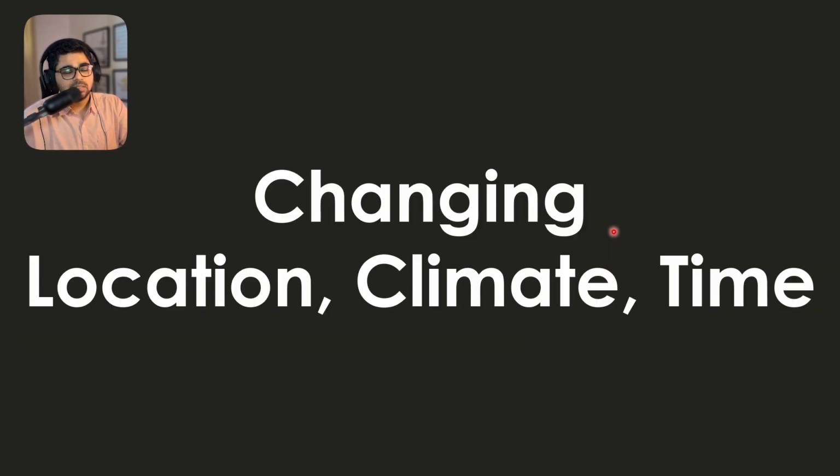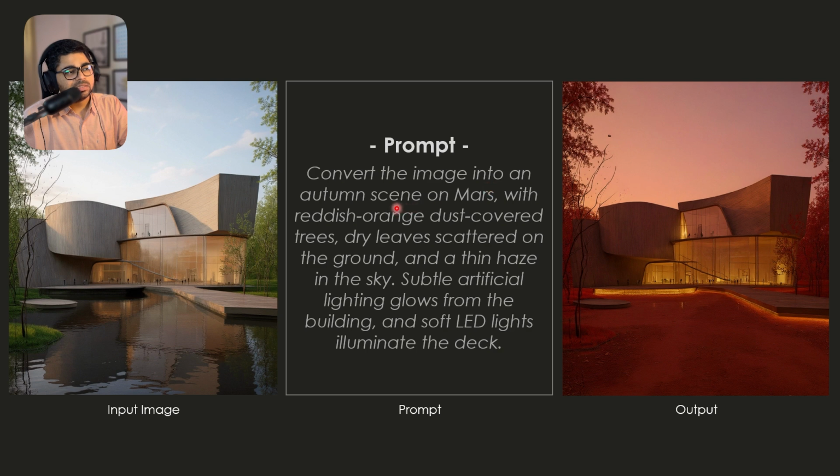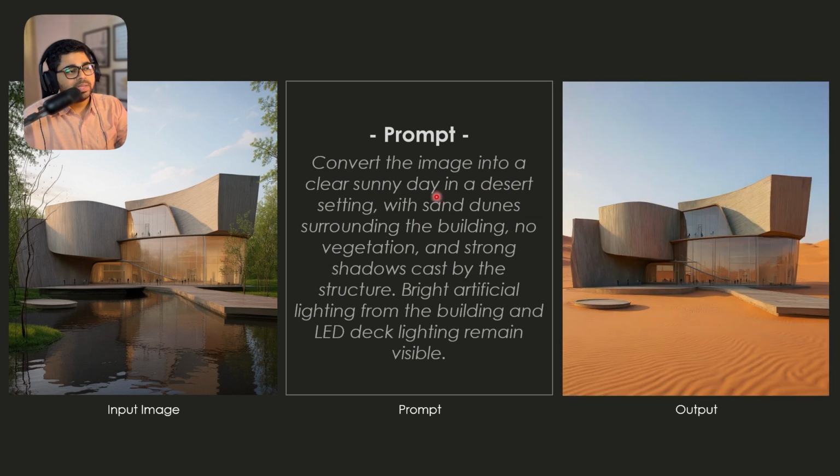Then the second use case is when you want to change, let's say, location, a climate or a time. So I took one of the images, the concrete finished one, and I told it, convert this image into a winter scene covered in snow with artificial lighting coming from the building and LED lighting beneath the deck. I was expecting it to do the entire deck below with LED lighting, but still this looks really, really nice. So I told it, now make it like it's the autumn scene in Mars. Then I told it to make the same image on a sunny day in a desert with sand dunes.